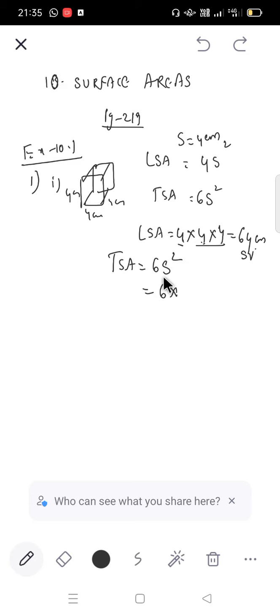That means 6 into s square, which is nothing but 4 4s are 16. 16 into 6. So 6 6s are 36. 96 centimeter square is TSA.